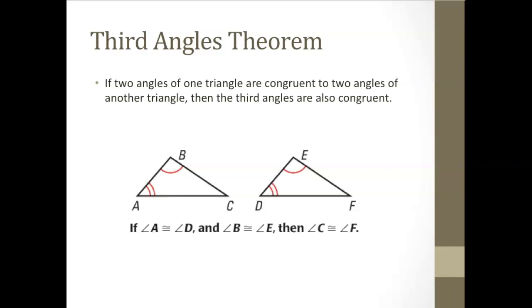So if you know two of the angles in a triangle, you know what the third one has to be. Now if you have two triangles, and you know that two of the angles correspond to two of the angles in the other, then you know that that third angle also must be congruent. So in this case, if angle A is congruent to angle D, and angle B is congruent to angle E, then angle C is congruent to angle F. Let's go ahead and apply this to example 4.